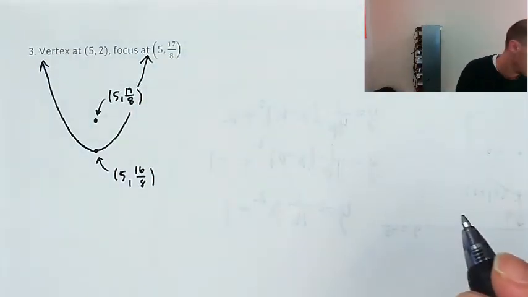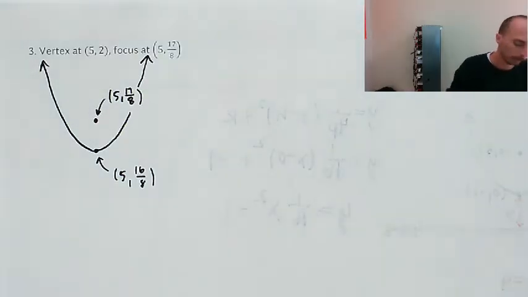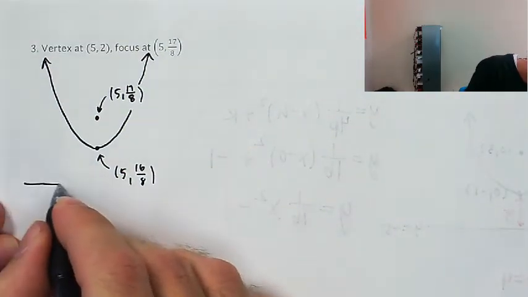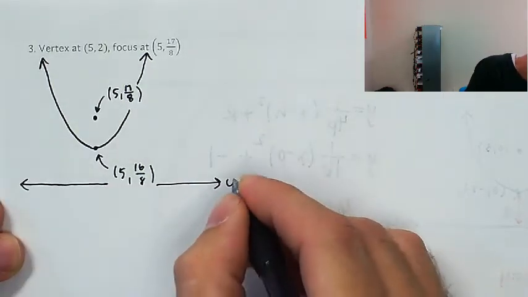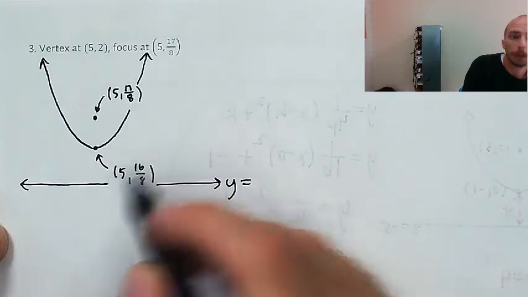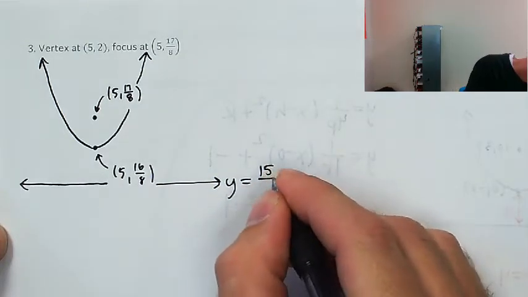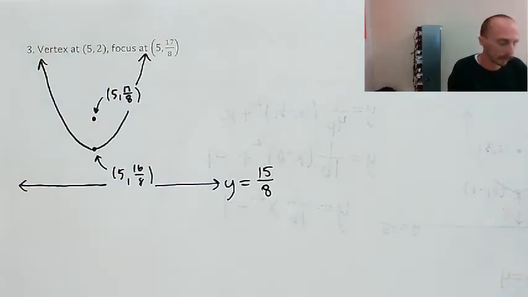Might as well do the directrix as well. The directrix is going to be y equals 16 over 8 minus 1 over 8, because I go down 1/8, so it would be 15/8. I know it didn't ask for the equation of the directrix, but I'm just going to show you how you would find it, just in case there aren't any of that type of problem on this set.